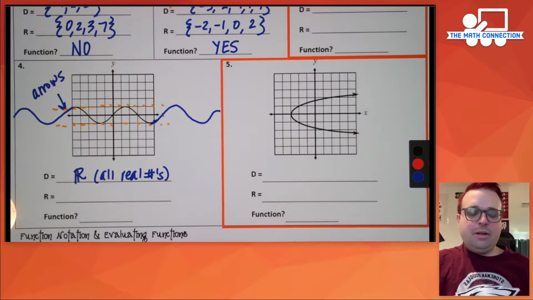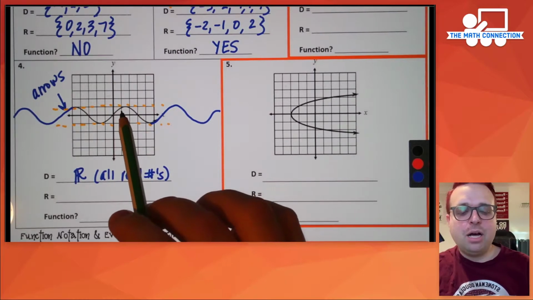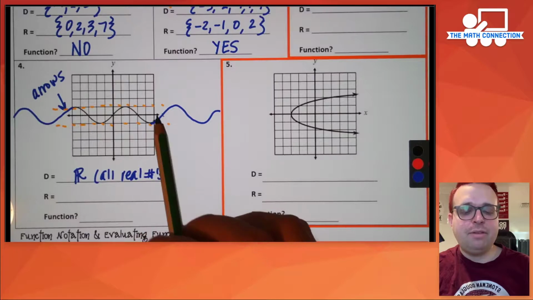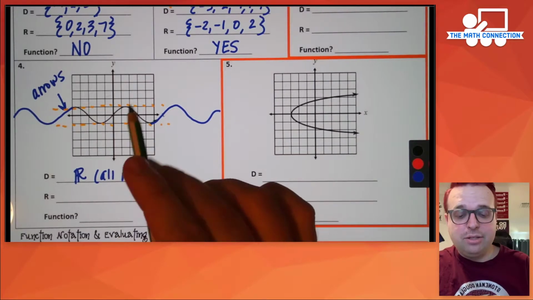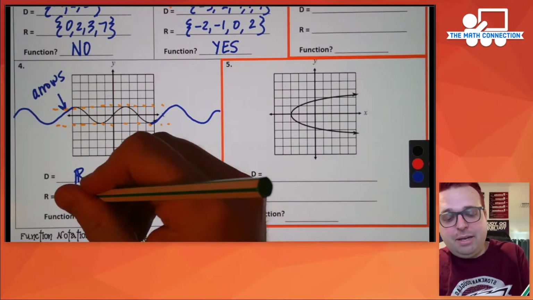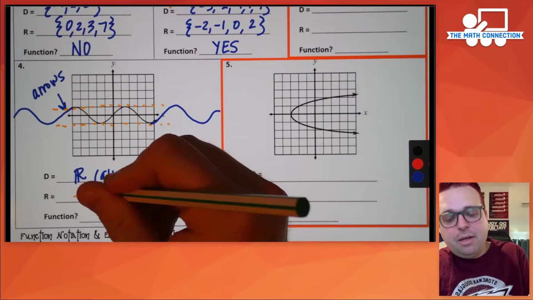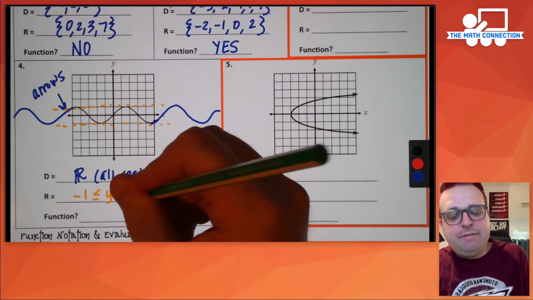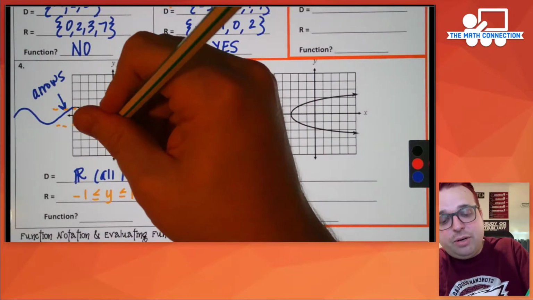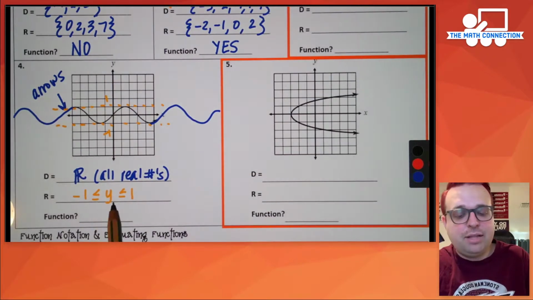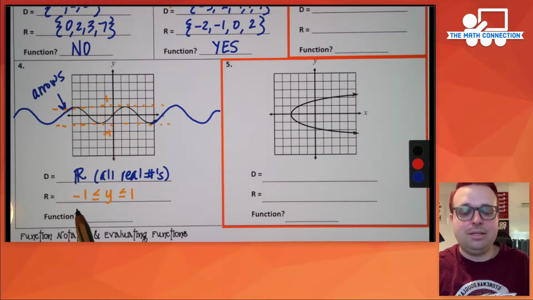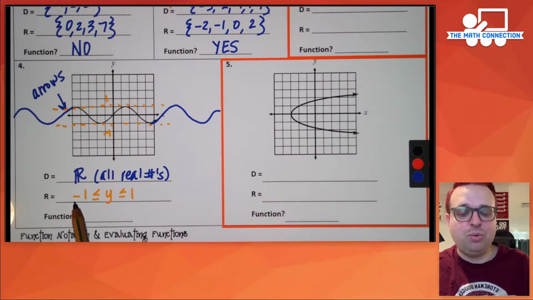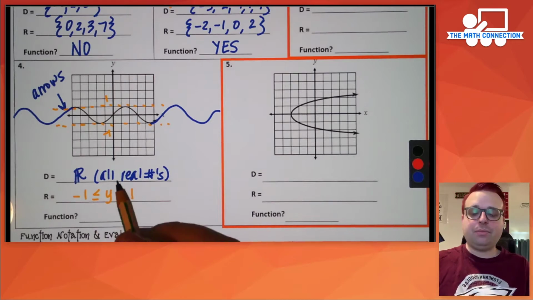There doesn't appear to be any y values above or below the top and the bottom of this curve, the peak and the valley of this curve here. So the range is going to be -1, and then y could be anywhere inside of that range between -1 and +1. So that's what this notation means here. The possible y values are between -1 and 1.